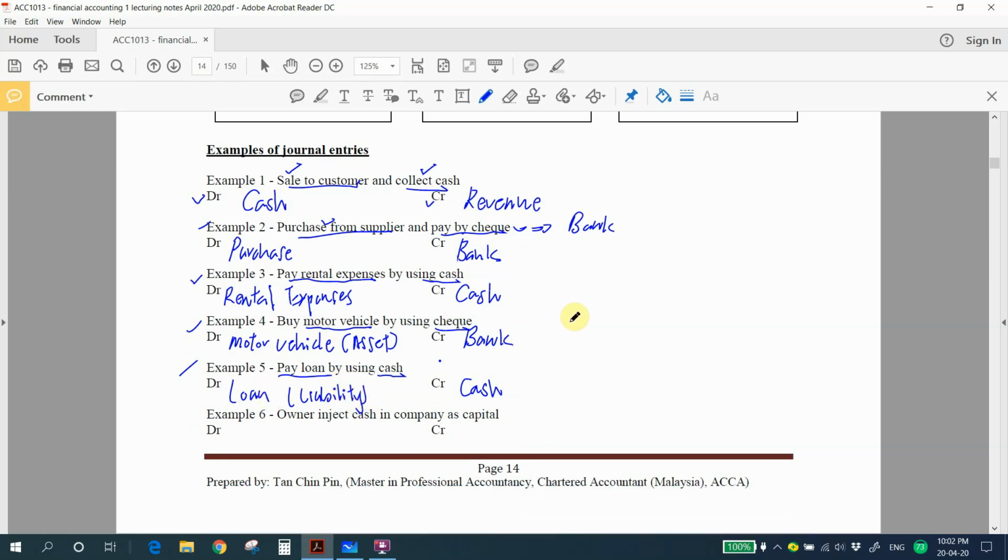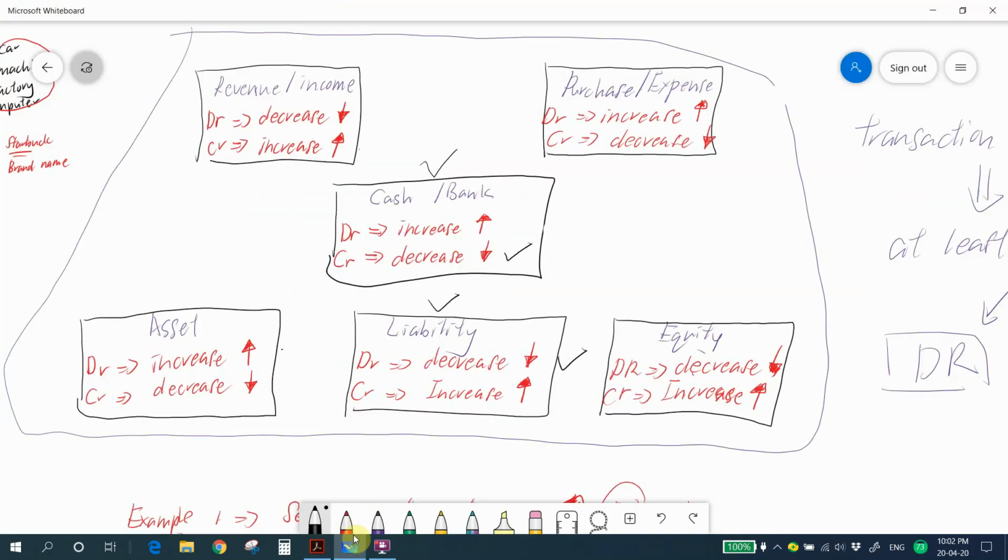Last, example 6, owner inject cash in company as capital. It means that the owner has used his own money and put this money into the company as what? Capital. So for this transaction, we have two accounts involved. The first account is cash and the next account is capital. So let's have a look. So we know the account involved is capital and cash.